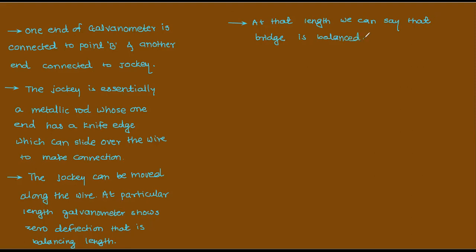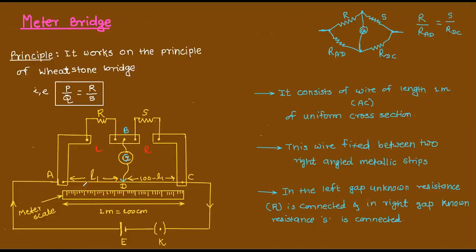Yes, in the Piston bridge we have already learned this. When the galvanometer shows zero deflection, we can say that the bridge has balanced, and then we derived how we got P by Q is equal to R by S in the Piston bridge. Here also it is the same thing: at one particular length you are getting zero deflection, and that is your balancing length. You see here, I'm showing you the diagram again. Can you see at point D your bridge is balanced?